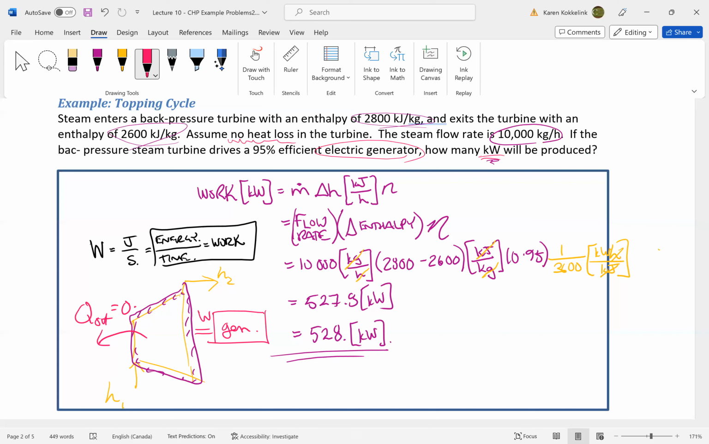And that is an example problem of a topping cycle and how much work would come out of just that turbine attached to a generator.